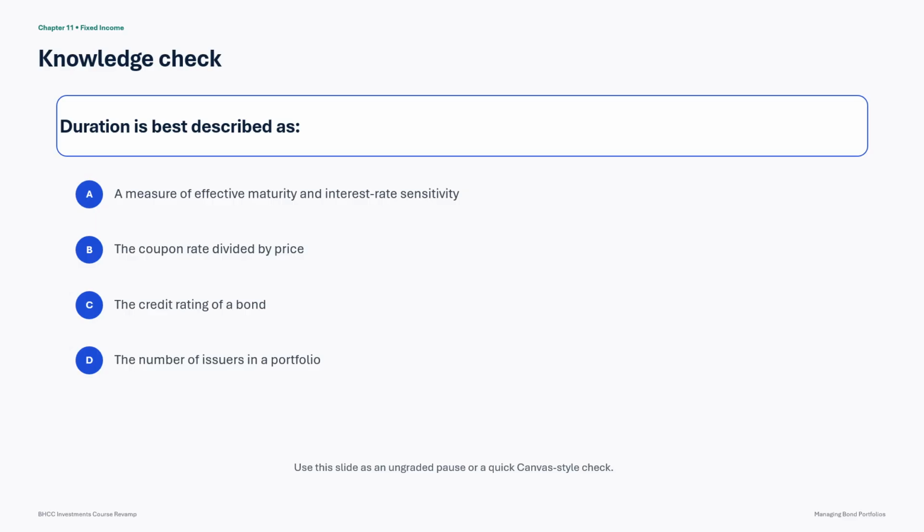The correct answer is A. Duration tells us when economic value is received and how price may respond when required yield changes. It is one of the most useful tools in fixed income, provided we remember that useful does not mean complete.